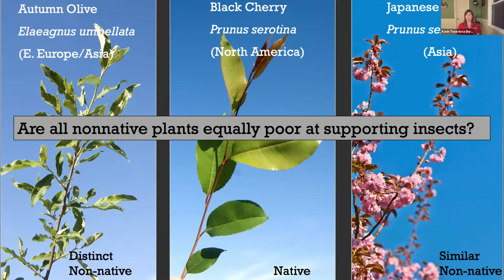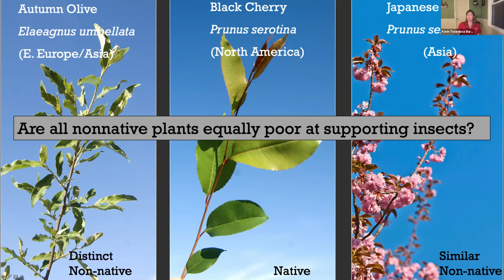But then the question arose: are all of these non-native plants equally poor at supporting insects? Or are there some non-natives that are a little bit better because they are more closely phylogenetically related to native plants? So here, this autumn olive that we've discussed before is clearly a distinct non-native. It doesn't have any congeners in this genus within the local area of the study.